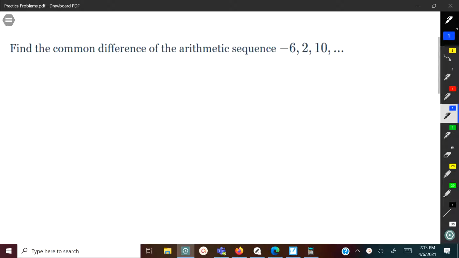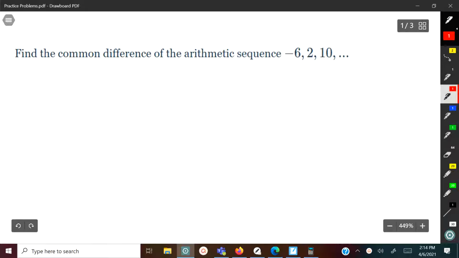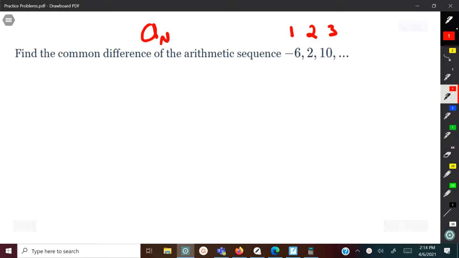Alright, here it says find the common difference of an arithmetic sequence. Okay, so all you have to do is take the second number and subtract it from the first, and then take the third number and subtract it from the second. Let me go over this while I'm talking about that. Let's say we're talking about the numbers in the sequence. This is the first, this is the second, this is the third. You'll see these numbers pop up in an arithmetic sequence formula later, and that n will be whatever number this is right here.